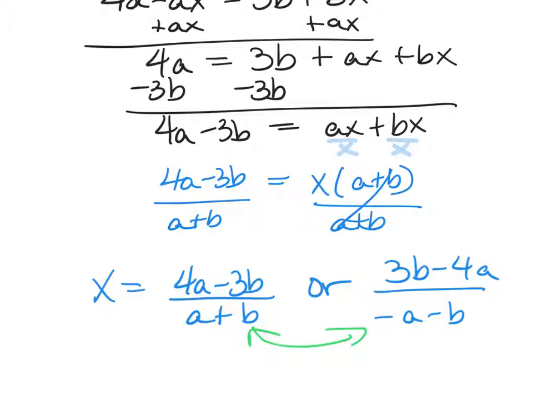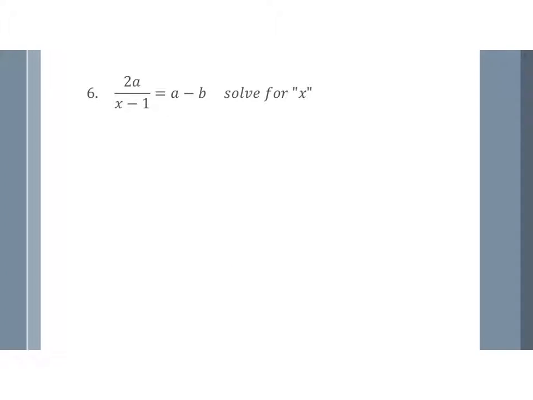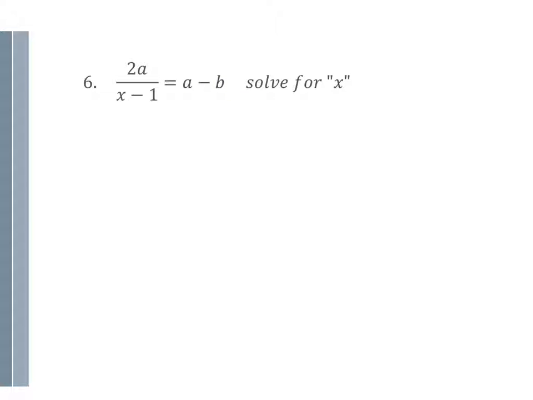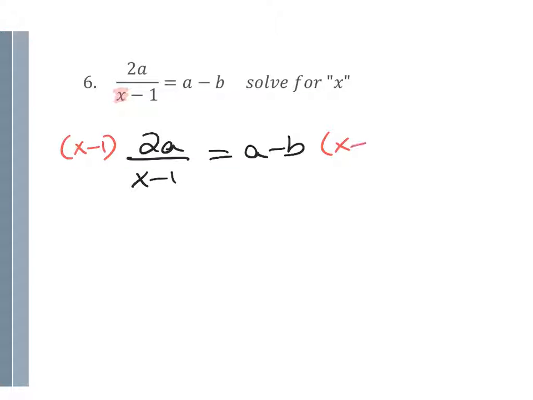Let's try another one. Now, this one also I can do two different ways. I could add a 1 underneath the a plus a minus b and treat this as a proportion. Or I can just solve for it. So again, they're asking me to solve for x. So again, let me rewrite it here. If I were to take my equation, I want to get rid of the fraction. So I'm going to multiply both sides by x minus 1.